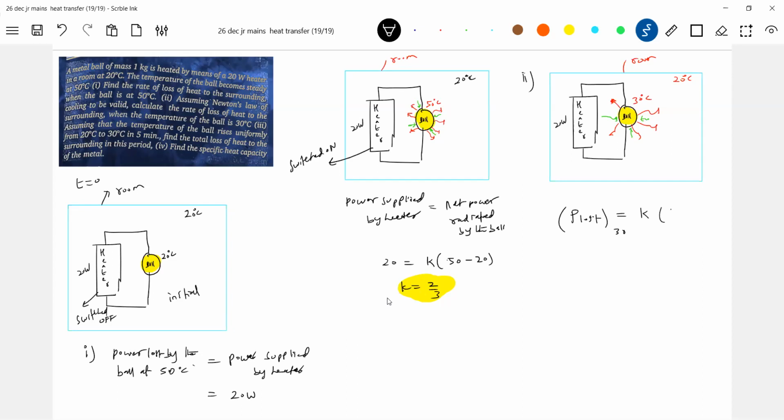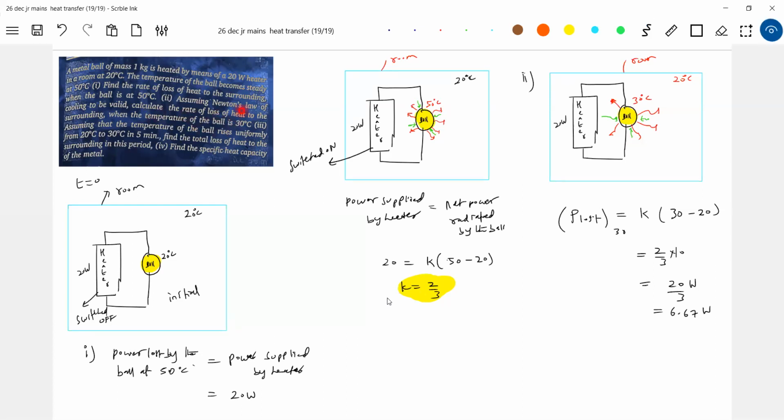So what should be that one? K, temperature of the ball 30, surrounding temperature 20 degrees. What is the value of K? 2 by 3 into 10. So 20 by 3 watt. So this will be 6.67 watt. So this much power at 30 degrees, it will lose.